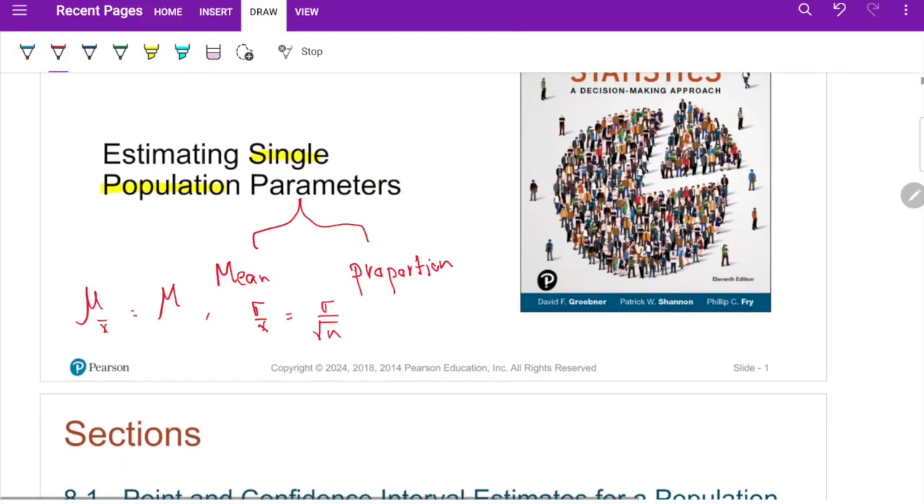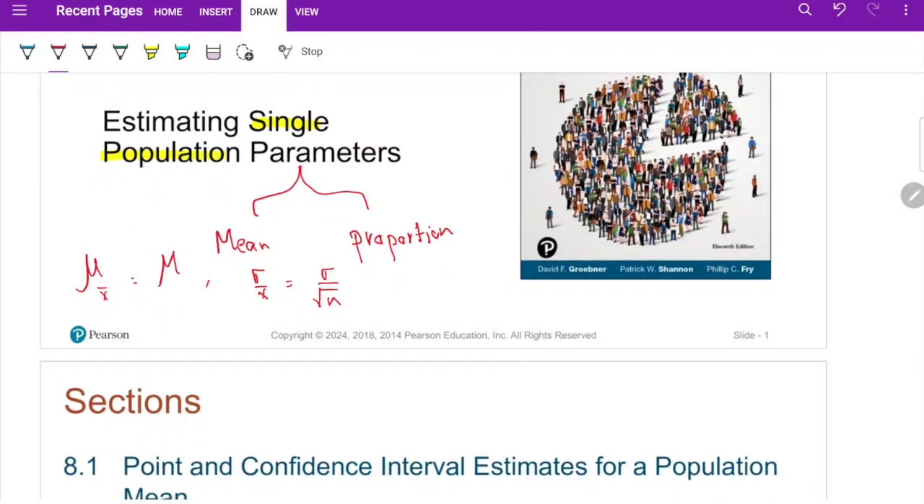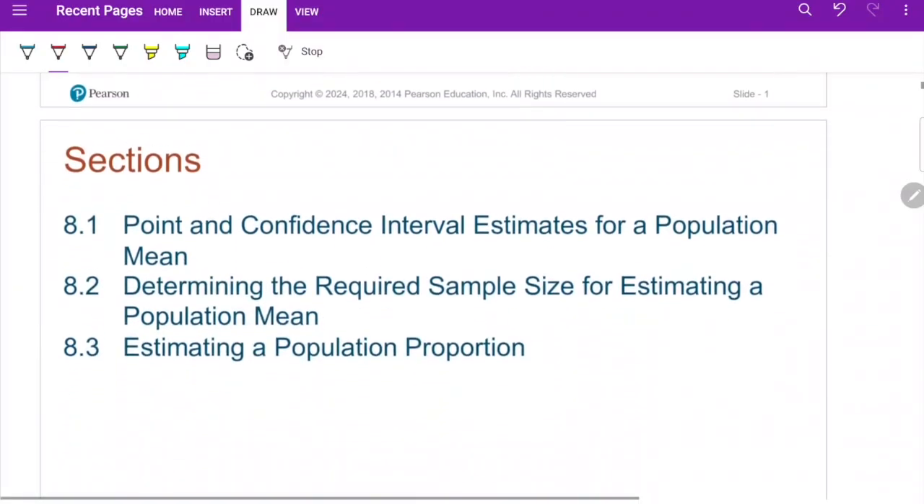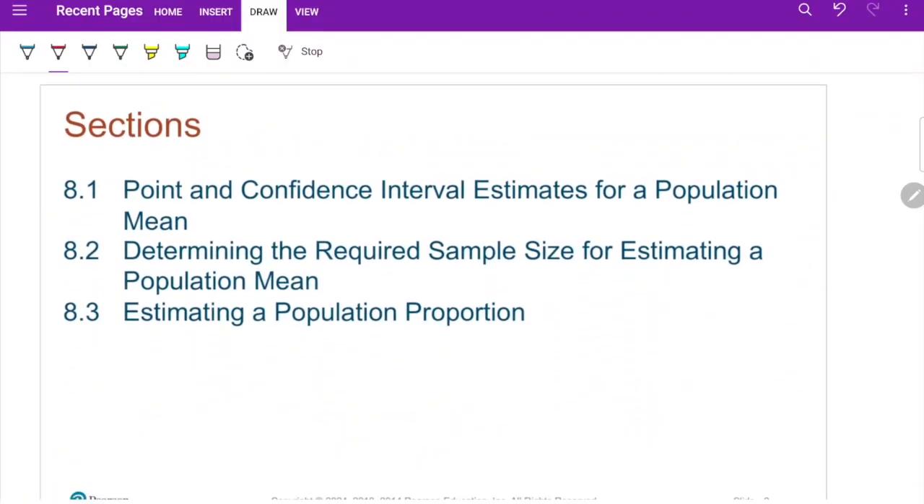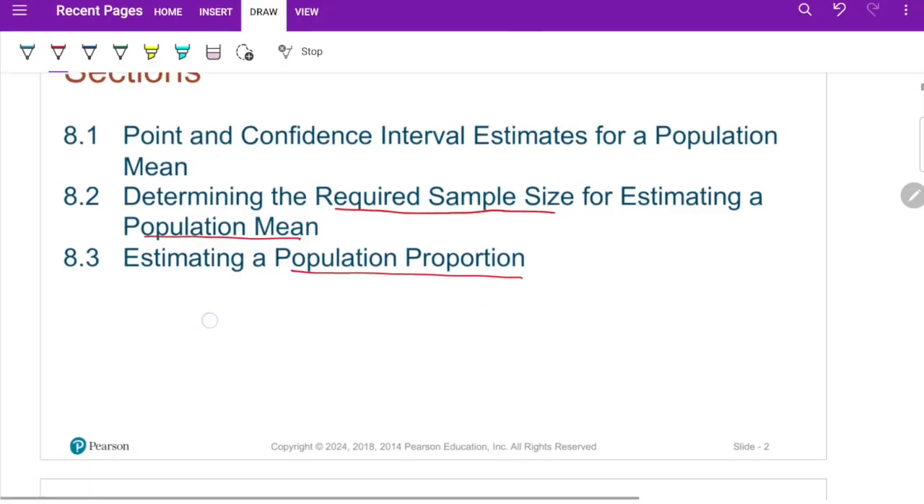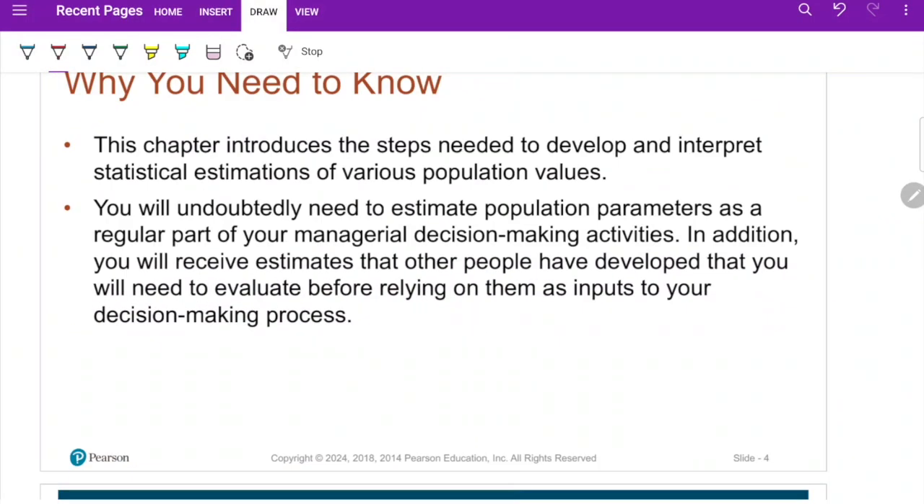Why is this important? Because we can study the sampling distributions. If you study the sampling distribution, then you can make some estimations for the population parameters. So we will be talking about the point and confidence interval estimates. We will be determining the required sample size for estimating the population mean, and we will be estimating the population proportion. And the idea is to estimate the population mean and the proportion.